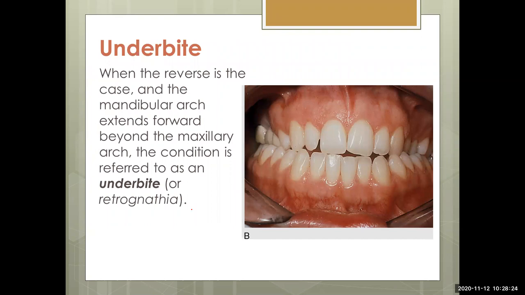This is a class 3 tendency. You've got a tendency of a crossbite here. You've got a crossbite here. You don't have a full crossbite, but you've got edge to edge here. Would you be able to describe that?